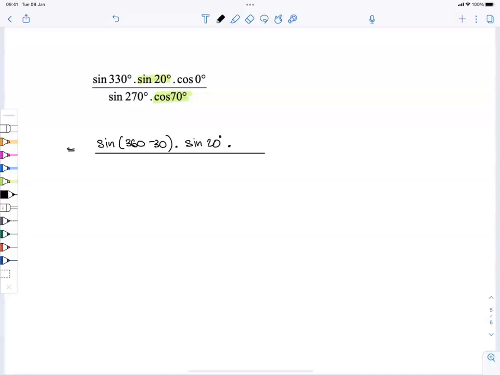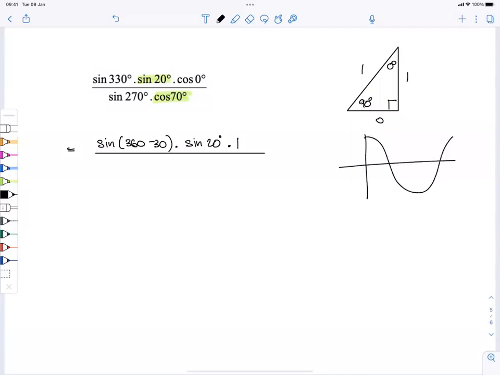The cos 0, well, I have a special triangle for 0 degrees. Maybe you forgot about that one. 0, 1, 1. Cos of 0 is just 1. And later on, you are going to do the cos graph, which looks like that. And that's just going to be 1 at 0 degrees. So you'll get the graph or that special triangle, because that's sorted.